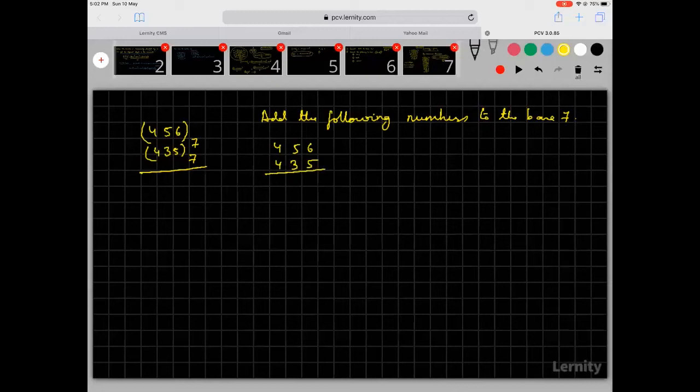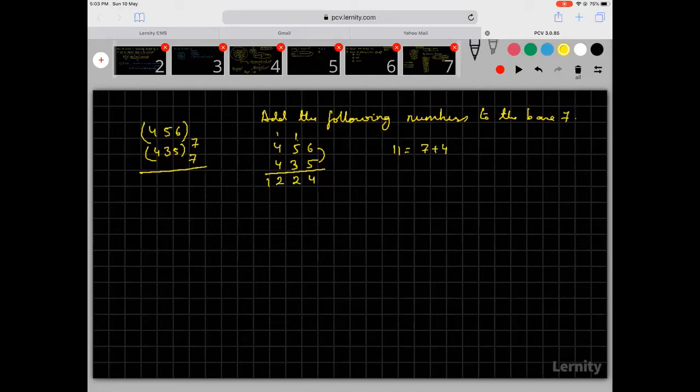So I'll add them. I have 6 and 5. 6 plus 5 is how much? 11. But that is 11 to the base 10. So I can't write 11 here. So what should I do? When I divide it by 7, 11 will become 7 plus 4. So I write 4 here and carry over 1. Here I have 5 plus 3 is 8 plus 1 is 9. So 9 is 2 more than 7. So I'll get 2 here, carry over 1. So 4 plus 4 is 8 plus 1, 9. 9 is again 2, so 1.